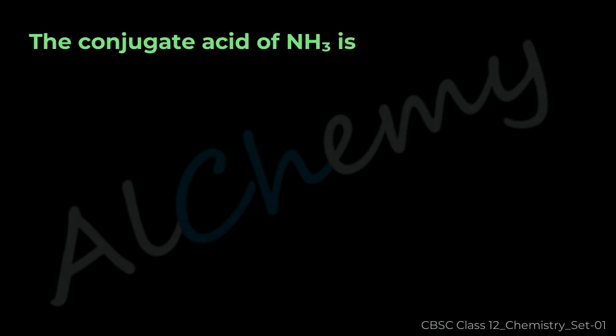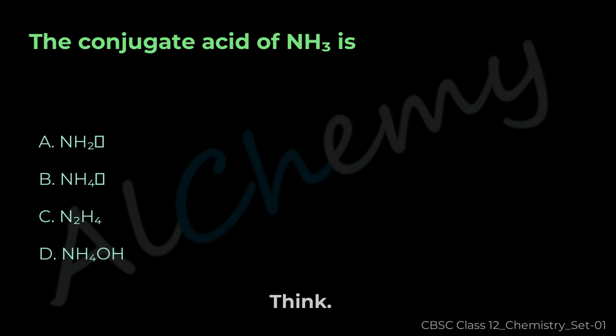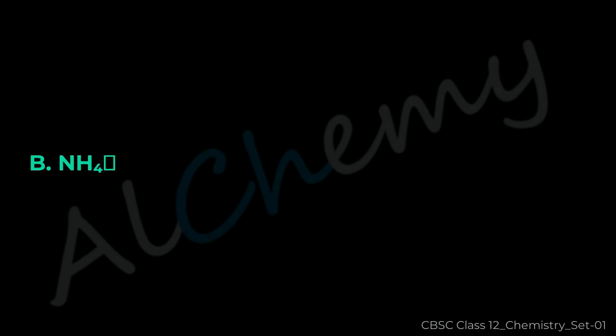Question 12. The conjugate acid of NH3 is A. NH3, B. NH4+, C. NH2-, D. NH2OH. The correct answer is B.